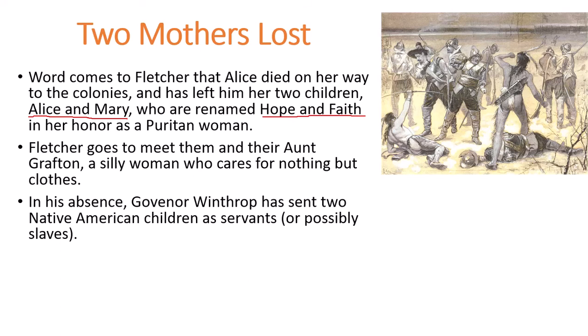So in his absence, because he's leaving and because he's taking on these two wards, we have Governor Winthrop. And Governor Winthrop sends 2 Native American children as servants. There is a letter from Fletcher about the fact that some of the Native Americans are being used as slaves, and he does not agree with this. So it's pretty clear that they're servants and not slaves, but there's no talk of payment or anything like that.